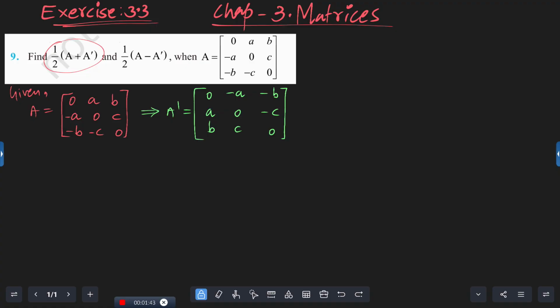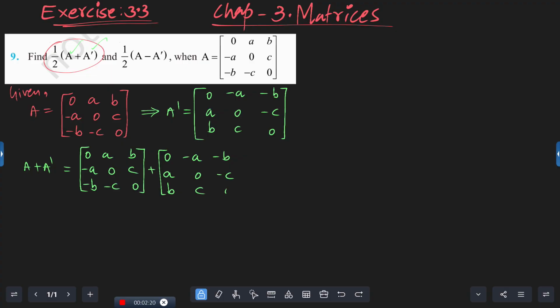Let it be as it is. Now they asked to add A and A dash. Later we have to multiply 1 by 2, means 1 by 2 will multiply later. First you add, A plus A dash we have to find. A value 0 a b is given, minus a 0 c is given, minus b minus c 0 is given, plus A dash we have to write here: 0 minus a minus b, a 0 minus c, b c 0.